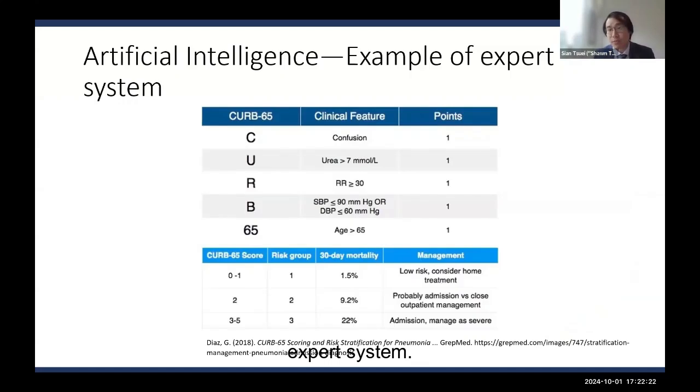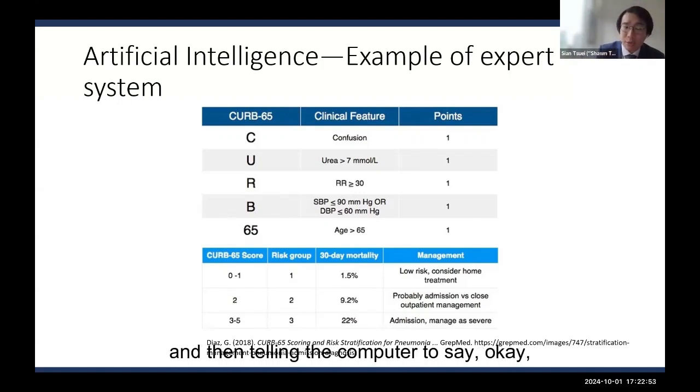Here's the most simple form of artificial intelligence: an expert system. Humans have said, here is the CURB-65 criteria that will help me determine if I need to admit or can discharge a patient with pneumonia. If the patient has C, confusion, I'll give the patient 1 point. U, urea greater than 7 millimolar, I'll give another point, and so on and so forth. You tally up the points, and it will tell you whether to admit or discharge the patient. But this is still humans doing the learning and then telling the computer, as I punch in the numbers, tell me what to do.